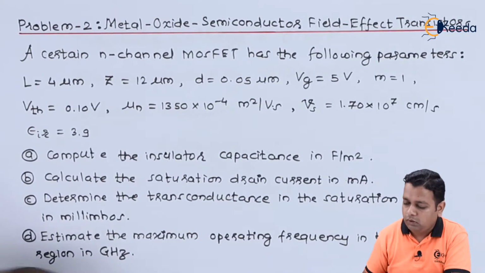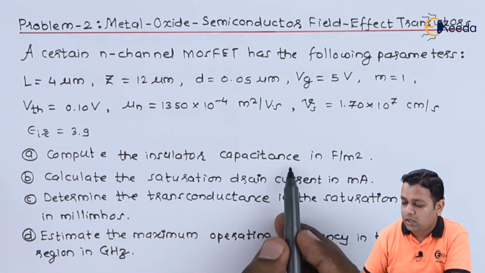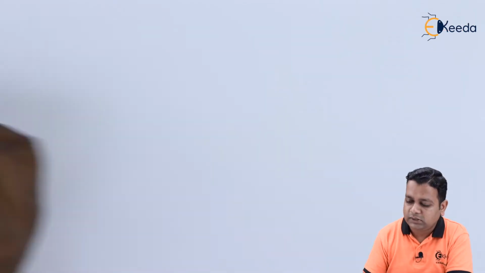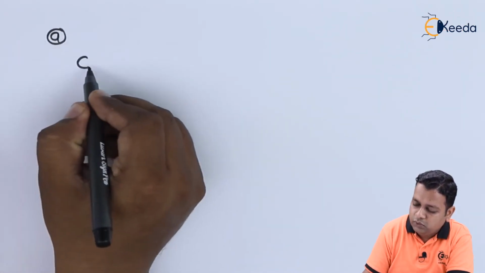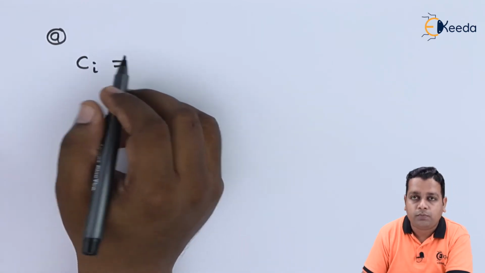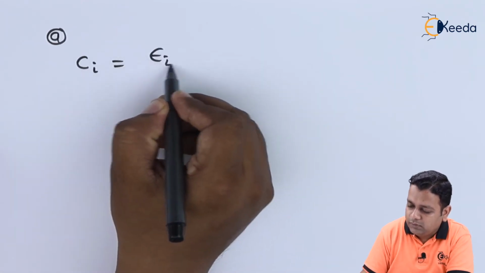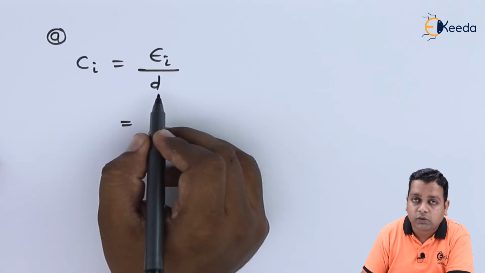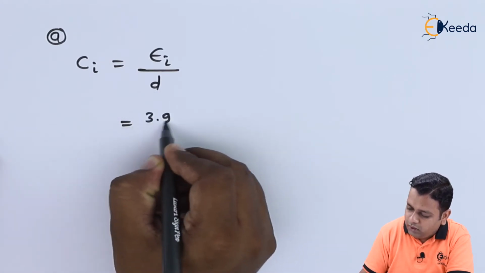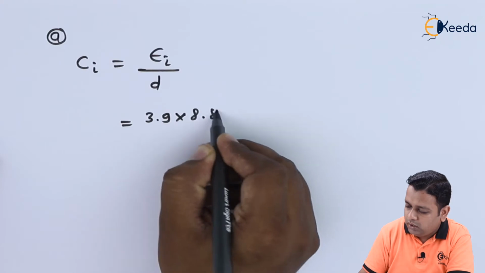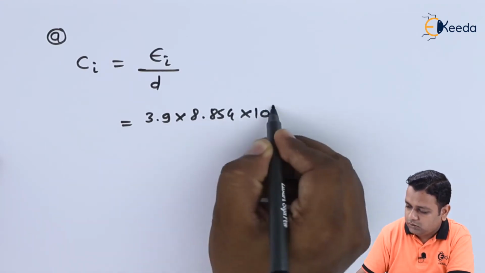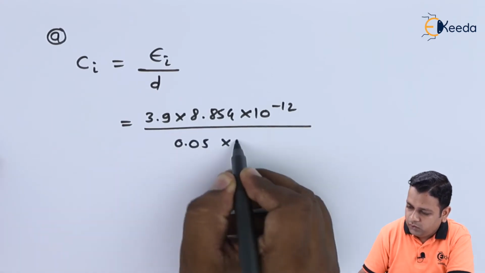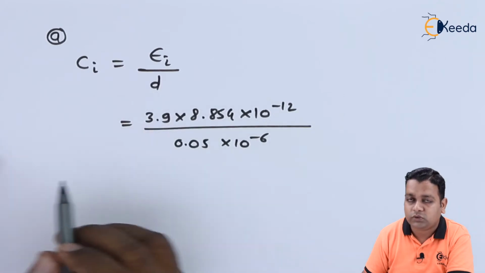So now we solve part A, the computation of insulator capacitance in terms of farad per meter square. The insulator capacitance for part A is denoted as C suffix I and computed by the ratio of epsilon suffix I divided by D. So we substitute epsilon suffix I as 3.9 into 8.854 into 10 raised to power minus 12, divided by 0.05 into 10 raised to power minus 6 in place of D here.